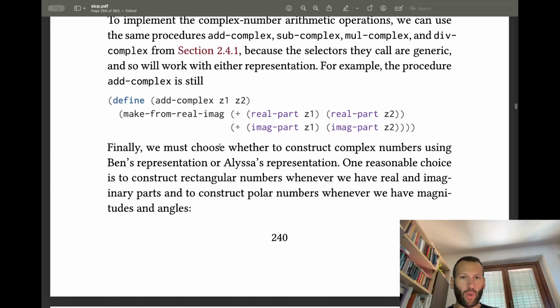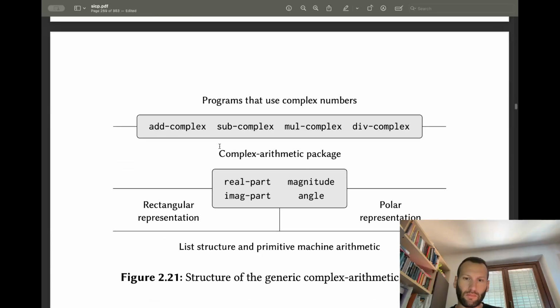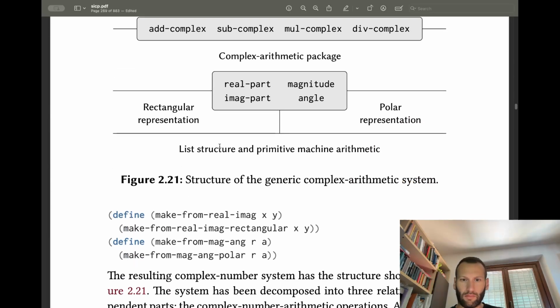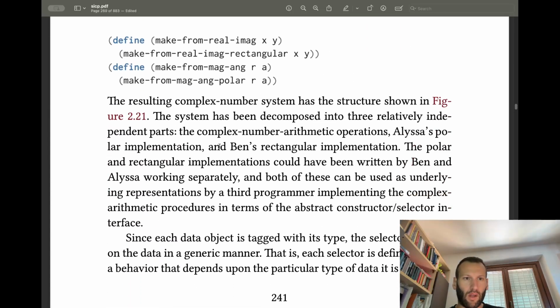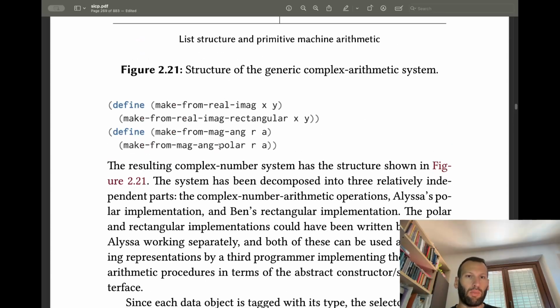Finally, we must choose whether to construct complex numbers using Ben's representation or Alyssa's representation. One reasonable choice is to construct rectangular numbers whenever we have real and imaginary parts, and to construct polar numbers whenever we have magnitudes and angles. The resulting complex number system has the structure shown in figure 2.21.